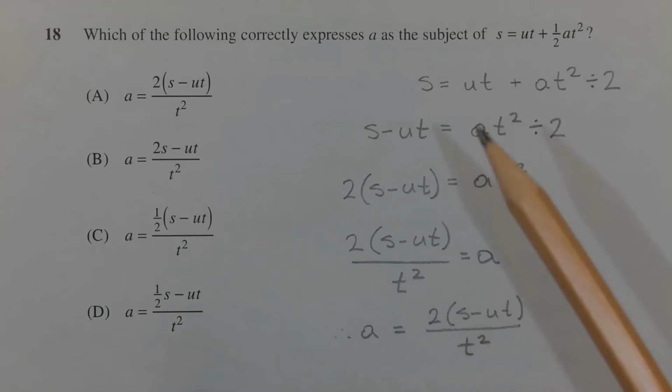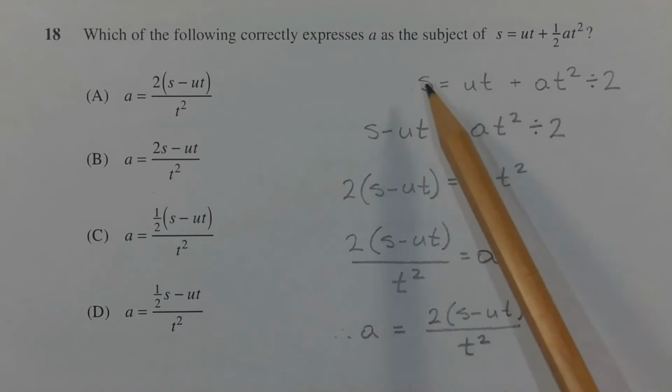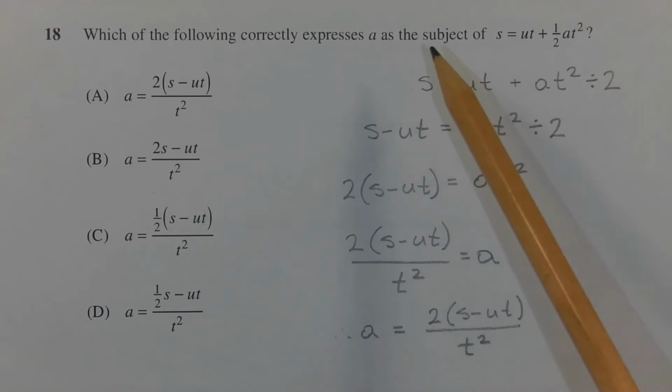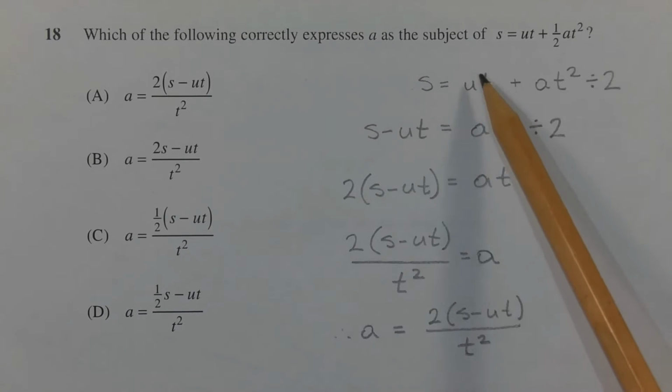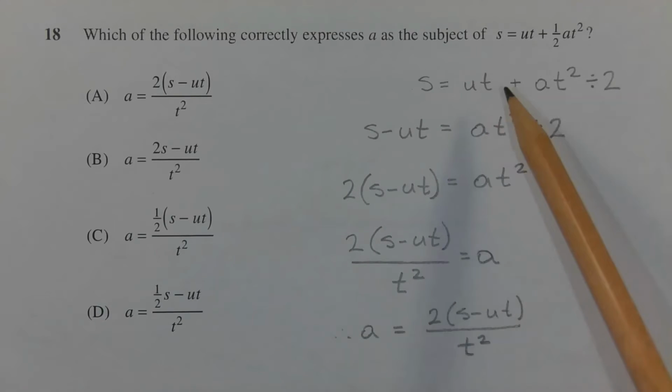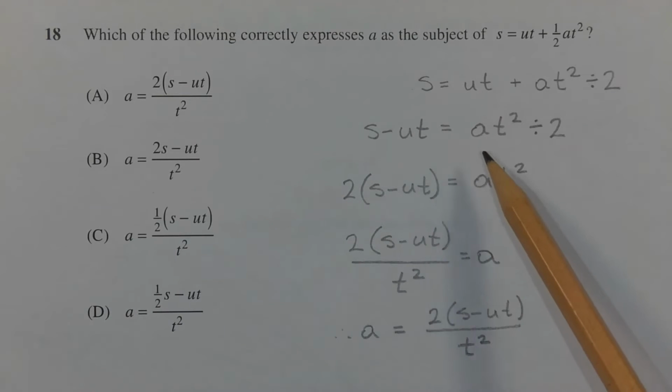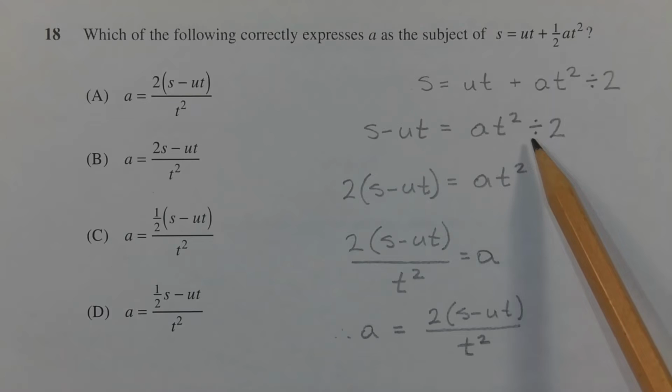The next step is to subtract UT from both sides of the equation. So I'm applying the balancing method here so that this UT appears on the other side, and by subtracting UT from the right-hand side, we cancel the UT term out. So we have S minus UT is equal to AT squared divided by 2.